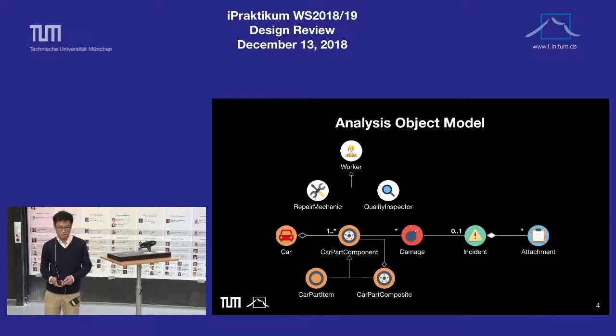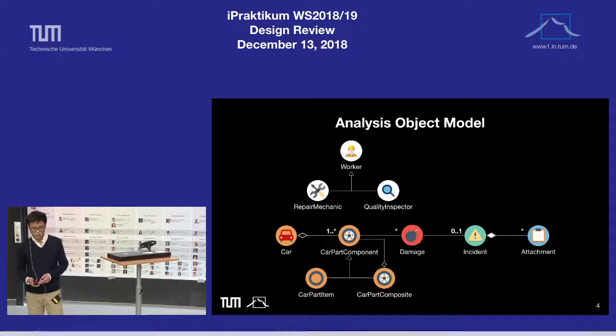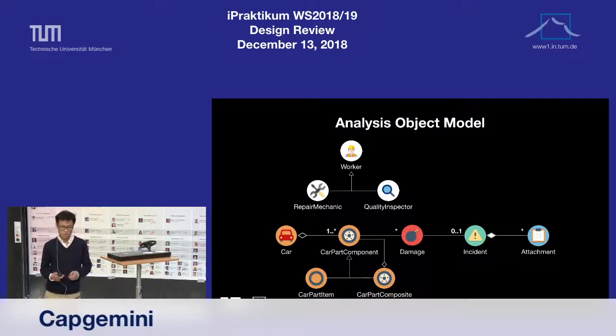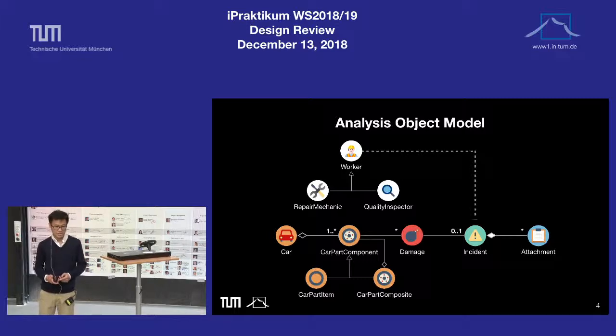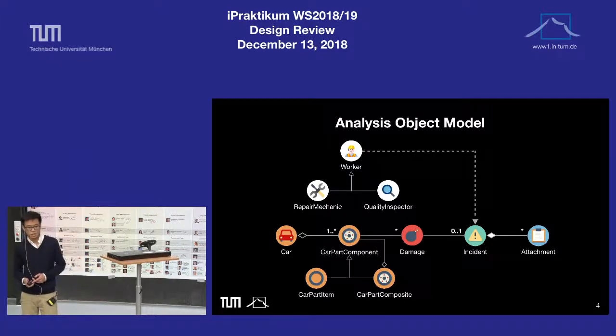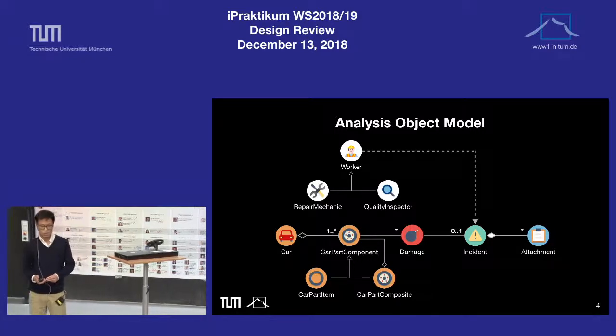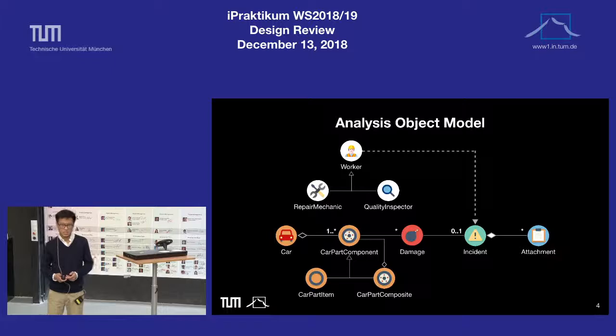Then, I already talked about him briefly, but now you can see his iconized version, the worker. The worker is the person who operates the app and is actually an abstract class in our class diagram. The reason for it is because we want him to be instantiated as either a quality inspector or a repair mechanic. The worker accesses the incident during runtime, and depending on his role, he has a different functionality. If the worker is a quality inspector, he creates an incident after he has spotted a damage, and if the worker is a repair mechanic, he resolves the incident after it has been created before.